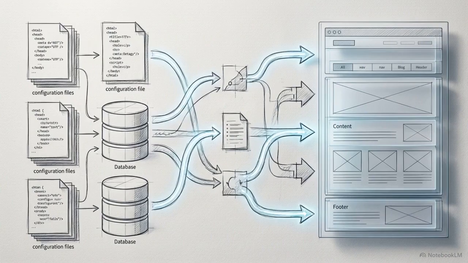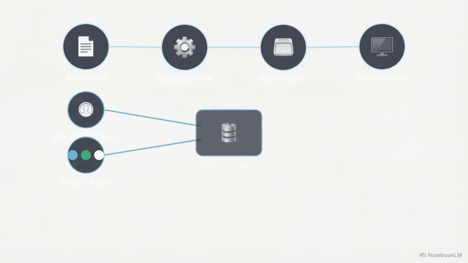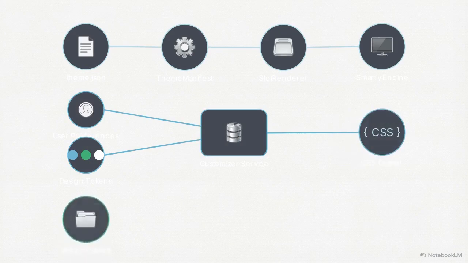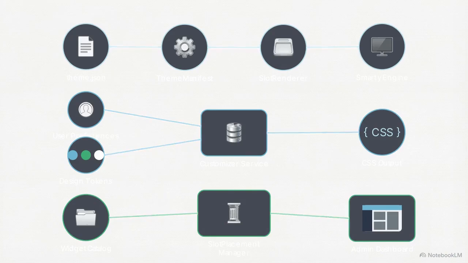Zoom out to look at the entire XTF lifecycle. Data moves logically from static configuration files all the way to the final rendered output. The primary layout path begins with the manifest data in theme.json. That data is parsed by the theme manifest, passed into the slot renderer, and finally delivered to the Smarty templating engine. The secondary path handles customization. The customizer service coordinates user preferences and design tokens, translating them directly into live CSS output. The tertiary path manages the marketplace. The widget catalog pulls available components, and the slot placement manager organizes them into fully assembled dashboard widgets.